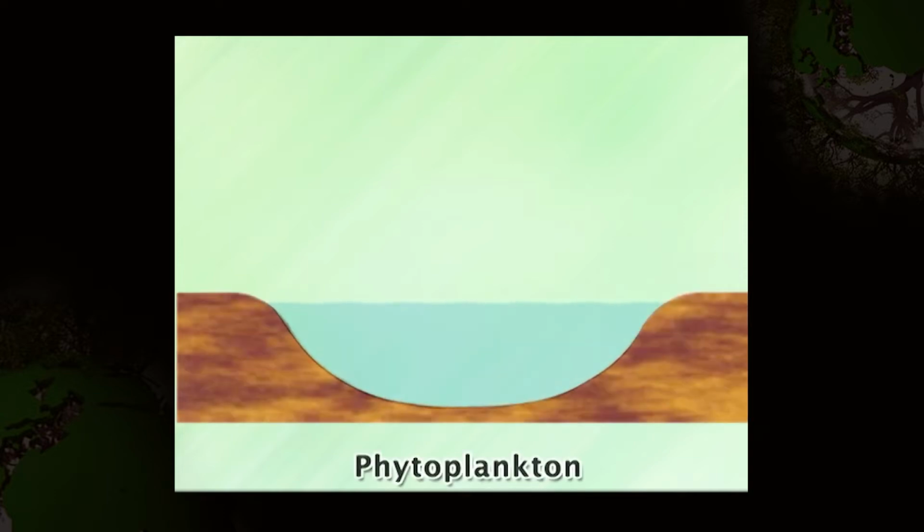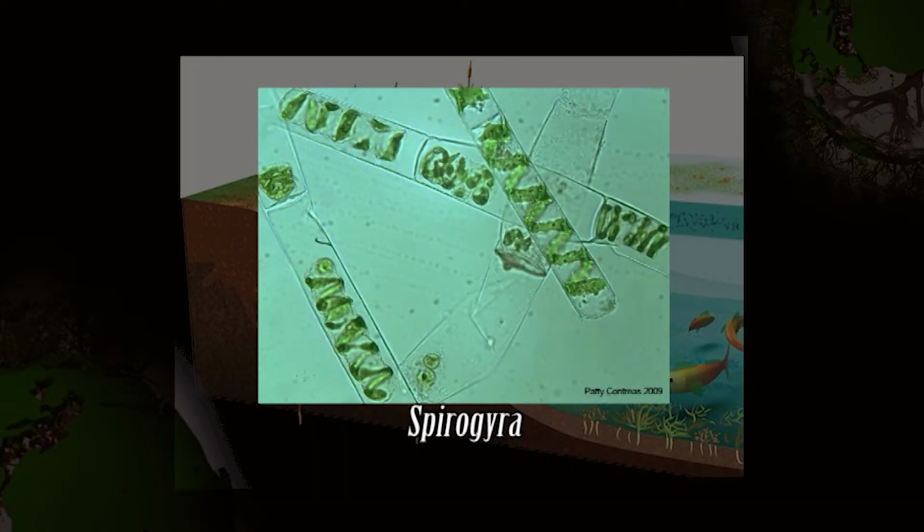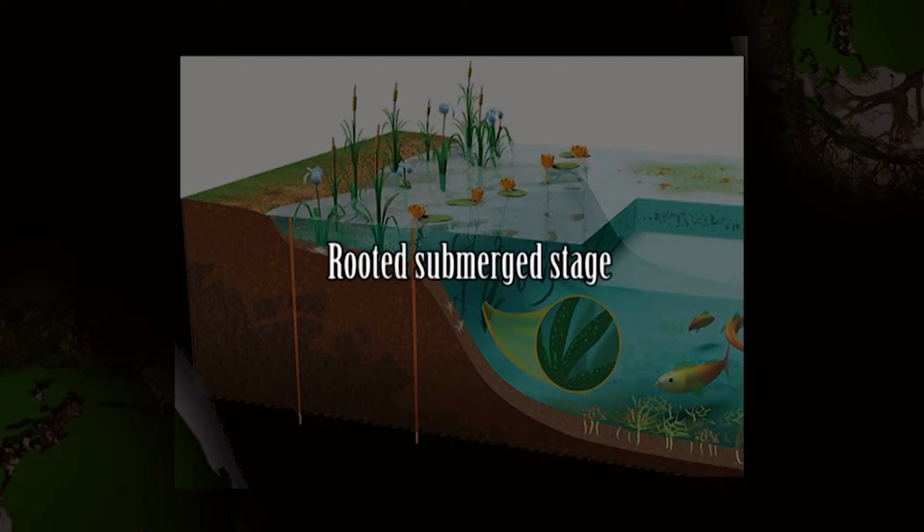Now, phytoplankton stage. This is the initial or pioneer stage of succession in which a pond and its community are converted into a land community. Phytoplanktons like some blue-green algae, cyanobacteria, green algae, Spirogyra, Oedogonium, diatoms and bacteria are the pioneer colonizers. Phytoplankton stage is followed by rooted submerged stage.